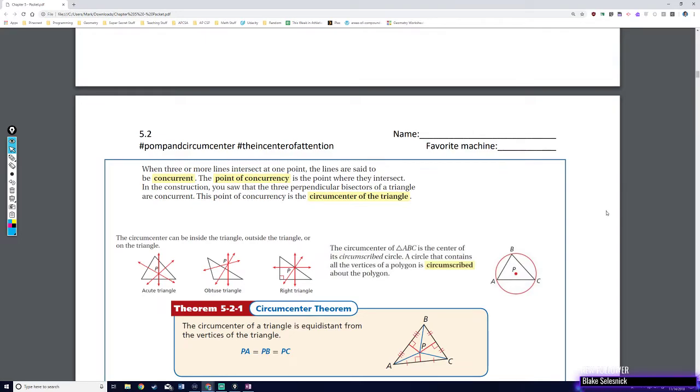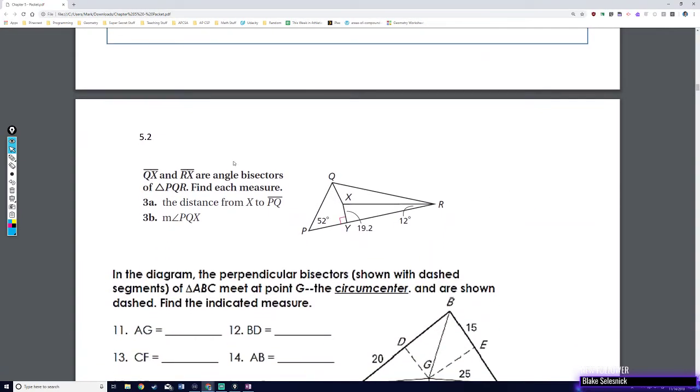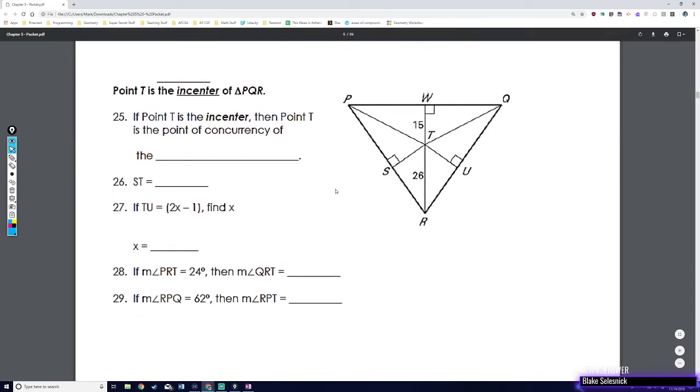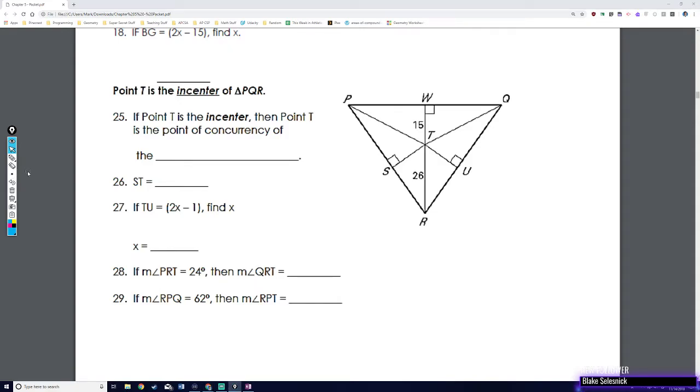Angle bisector problems in 5.2. Wait, all of them or just one? Well, I'll find one. This one, do this one. I know these are angle bisectors because this is the in-center. Point T is the place where the angle bisectors meet, which means the lines that go from here to point T have to be angle bisectors. This is bisecting the angle, this is bisecting this angle. Again, they're not the same, but they're bisecting their respective angles. And this last one is bisecting its respective angle. So it's the point of concurrency of the angle bisectors.